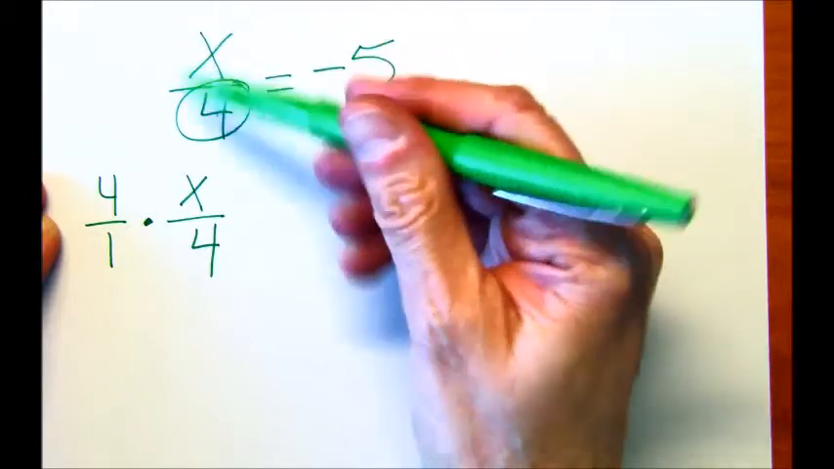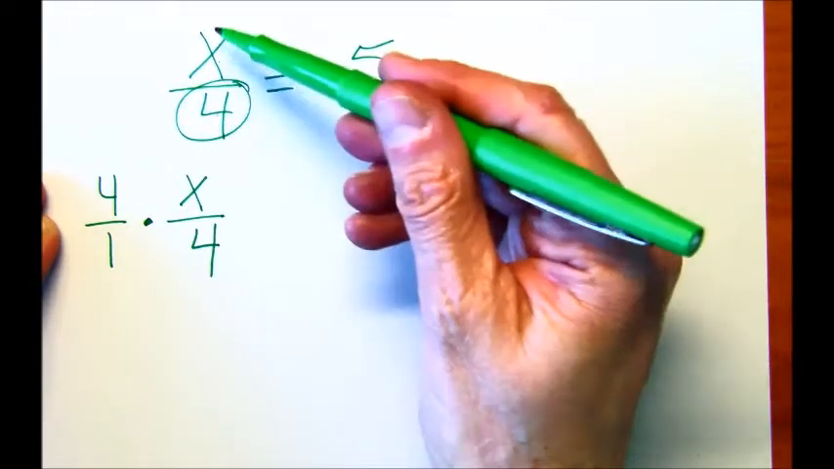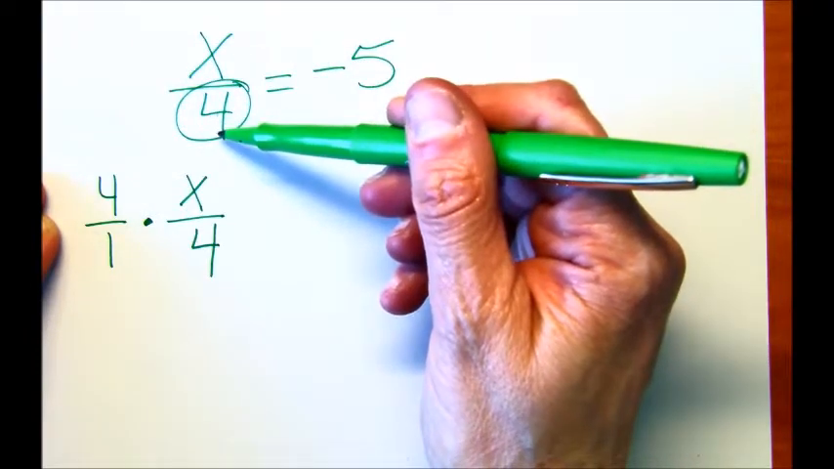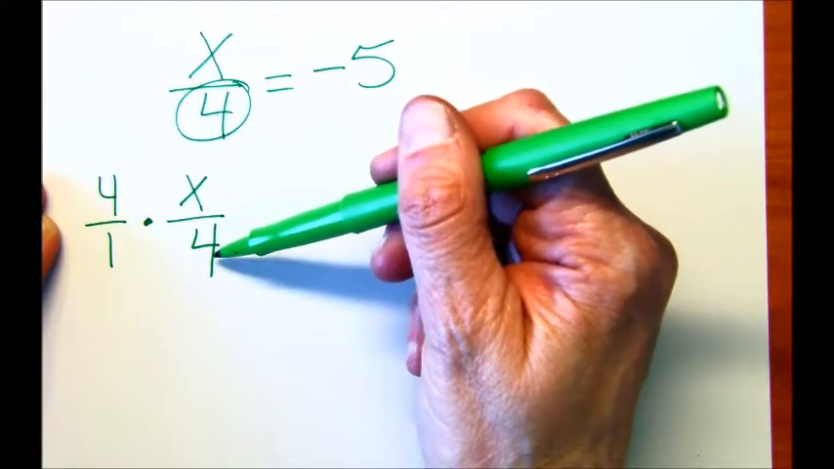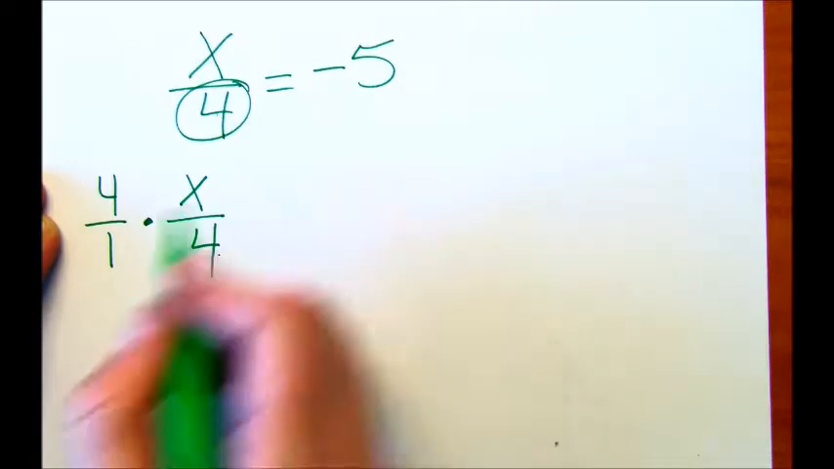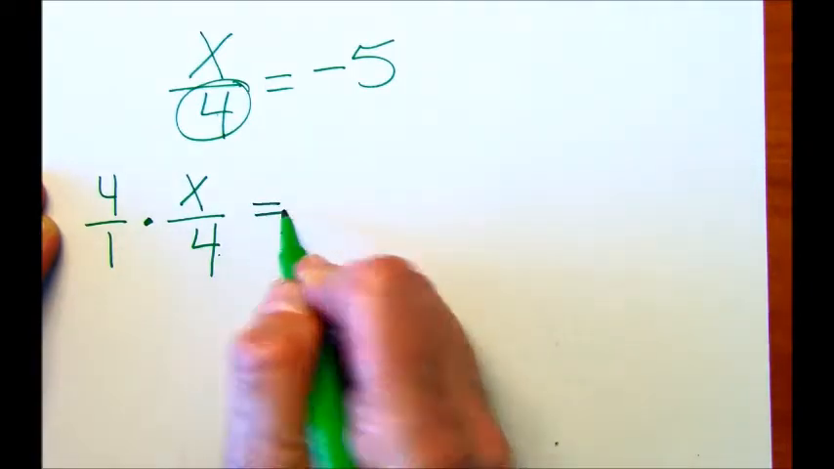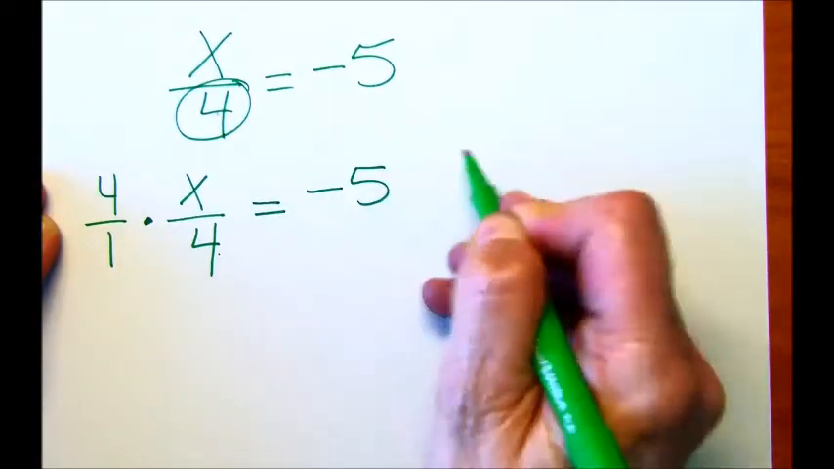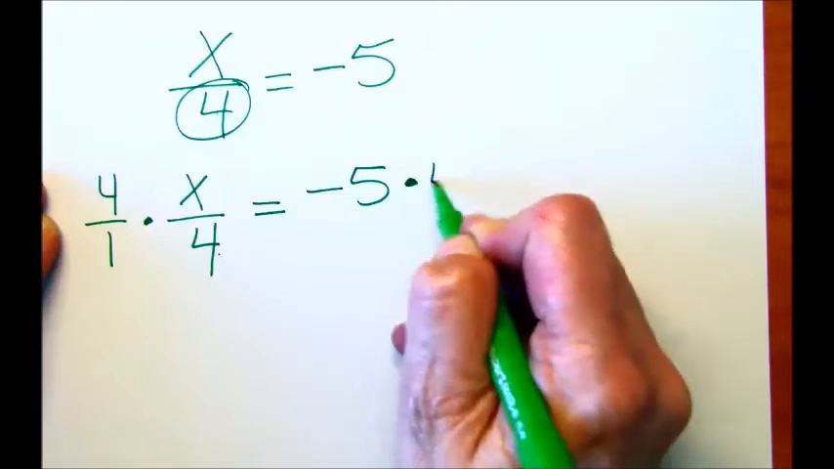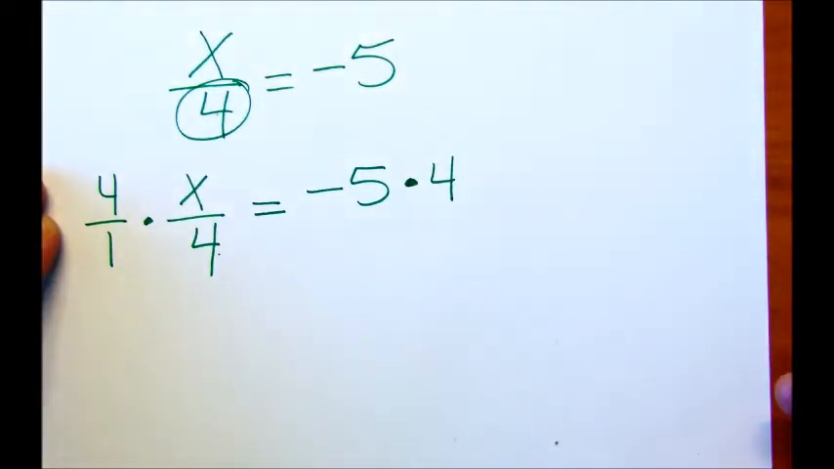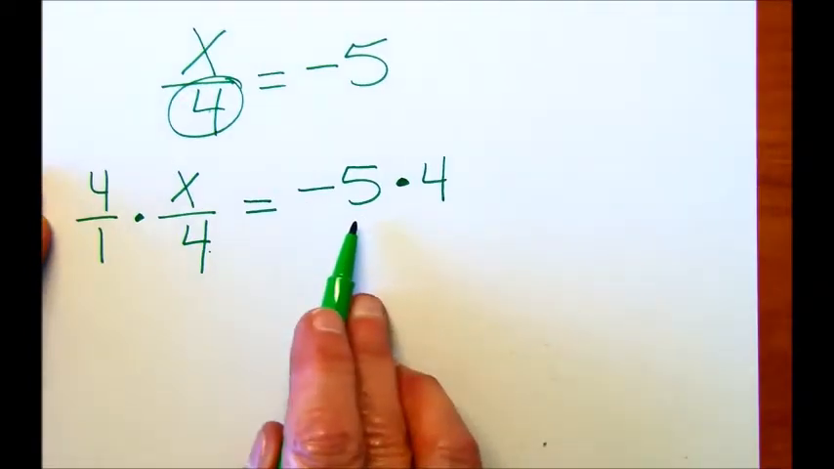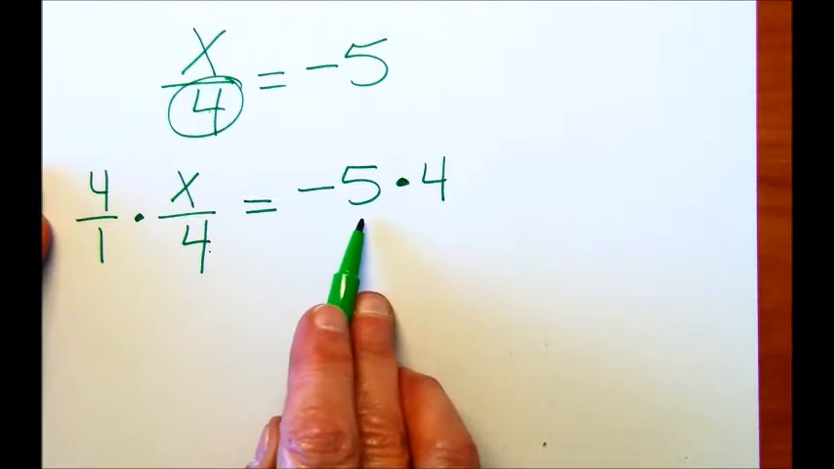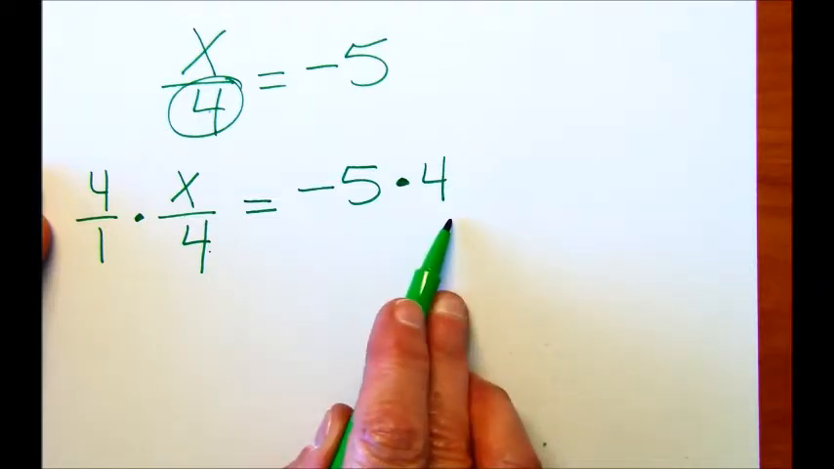This was our original amount, x divided by 4. We're going to multiply by the number or the value that's in the denominator, which is the 4. Because we're multiplying by 4, we also want to multiply by 4 on the other side of the equal sign. Notice over here I wrote it out as a fraction, 4 over 1. Because this side is not written in fraction form, I'm just writing it as a 4, and that's okay.